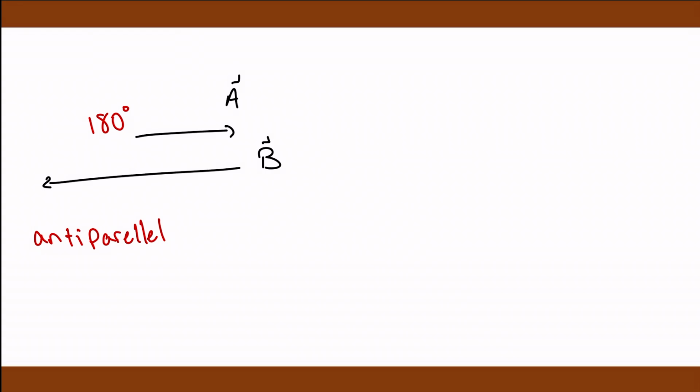But if we have two more vectors, let's call it C like this and D to the right, and there's some angle of, I don't know, that looks about 45 degrees. Well, this is not perpendicular, not parallel, nor anti-parallel. This is some other angle. It's 45 degrees. And so we're going to learn how to deal with each of these vectors in relation to the angle between them, as well as angles relative to the positive x-axis.